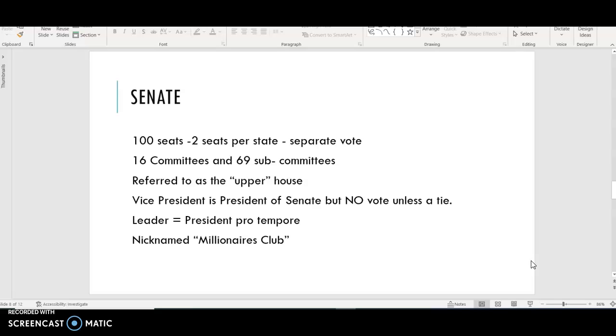They are nicknamed the Millionaires Club. That's a little bit of an insulting nickname, but it is basically to say that senators are usually not from a working class population of people, which doesn't mean that they didn't come from that necessarily, but this group of people is paid very well, and they usually make money in other ways while they are in the Senate.